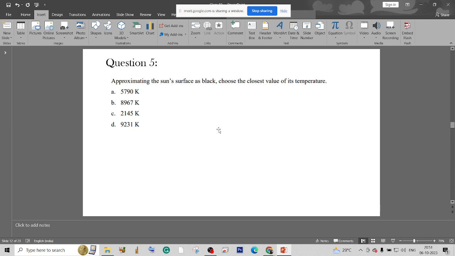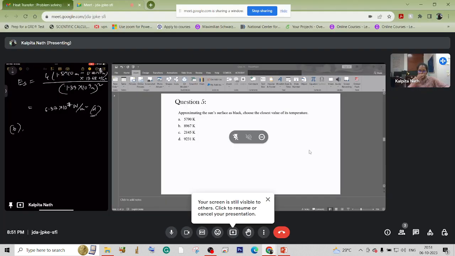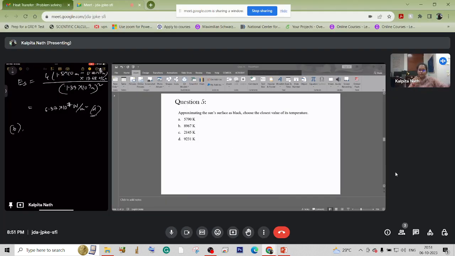So if it is a black body, then we can go directly for the solution. Okay, I'll give you 1 minute to solve this. It's not much. We just have to use one equation that you have already been taught in the class by sir. So I'll give you 1 minute to solve this. Then we'll proceed with the solution.